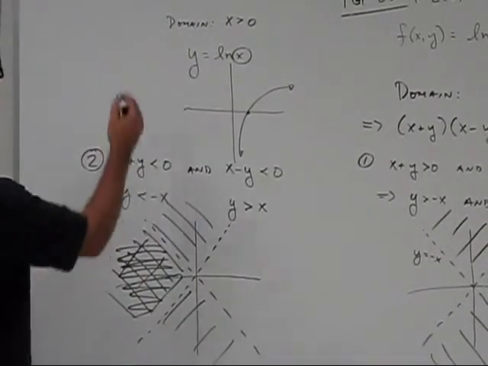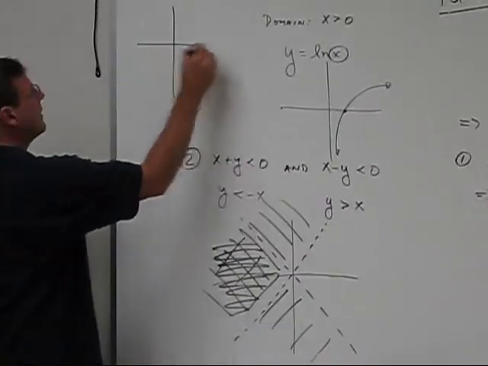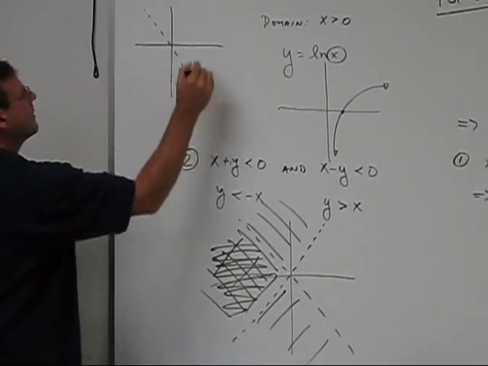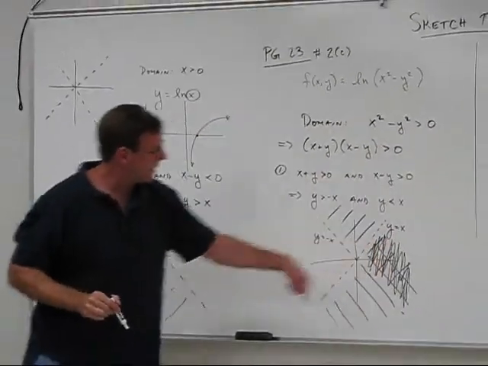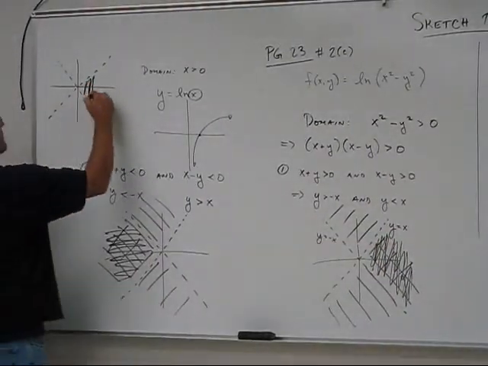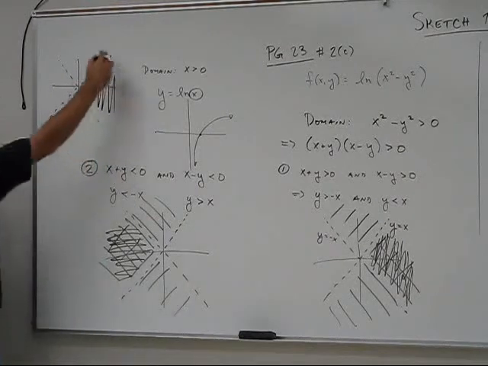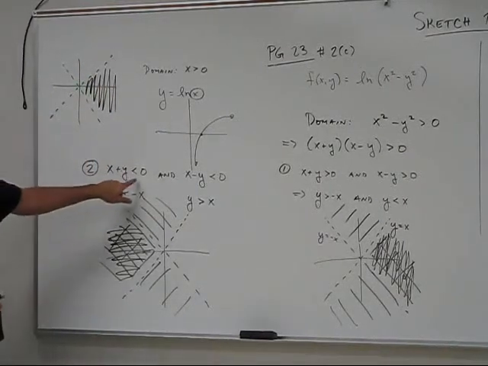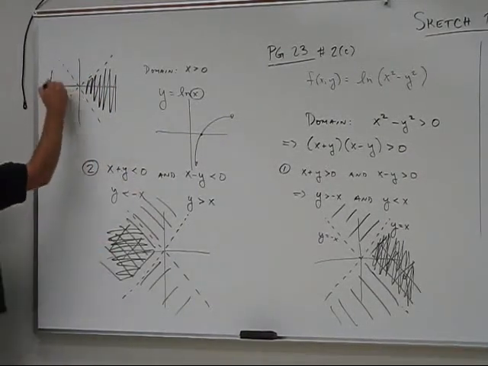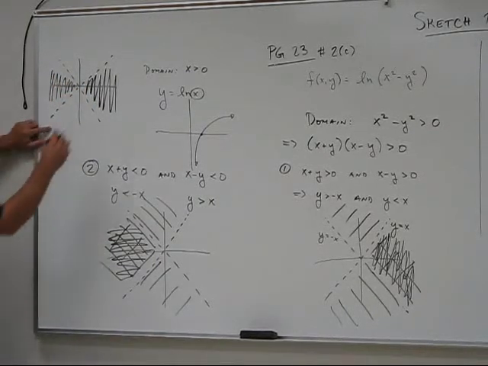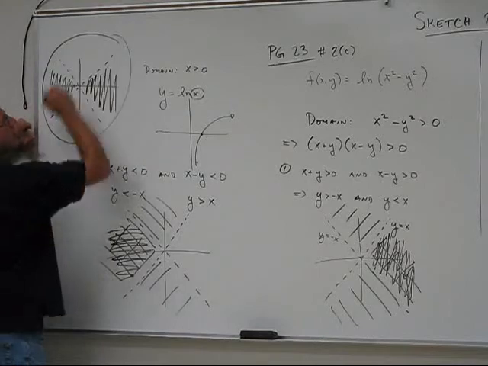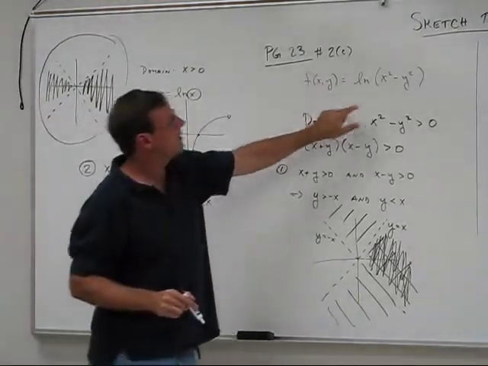So if I put those two together, from the first situation I get that little wedge here, not including the boundaries. And from the second situation I get this little wedge right here. So this is the domain for this function right here.